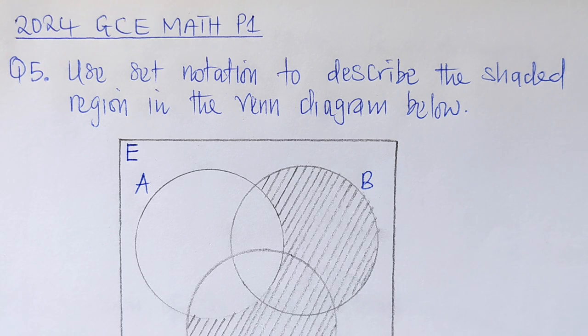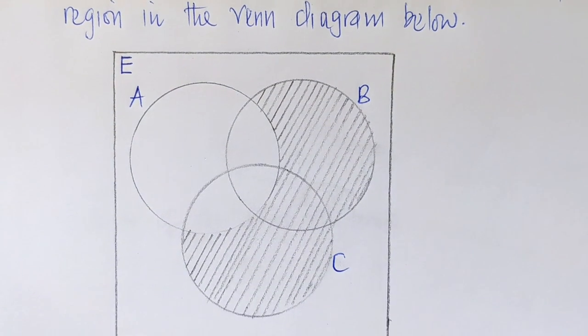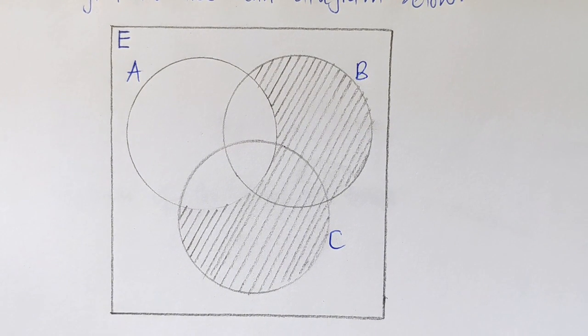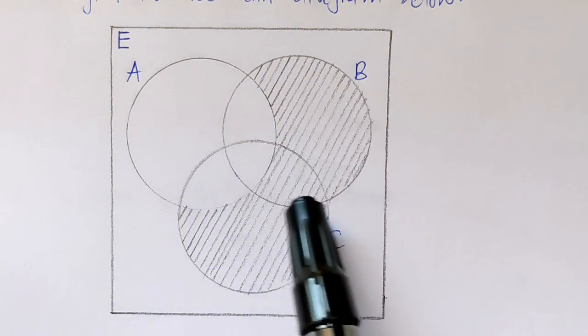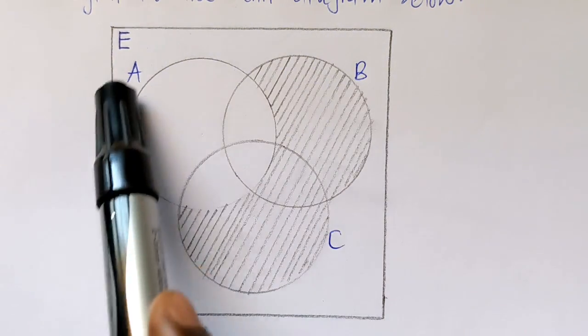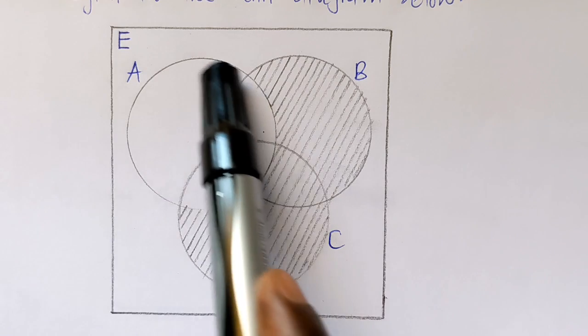Starting with the first question, which is question 5, it reads, use set notation to describe the shaded region in the Venn diagram below. So this here is our Venn diagram. And what we can notice is that the sets B and C are shaded, excluding the set A.